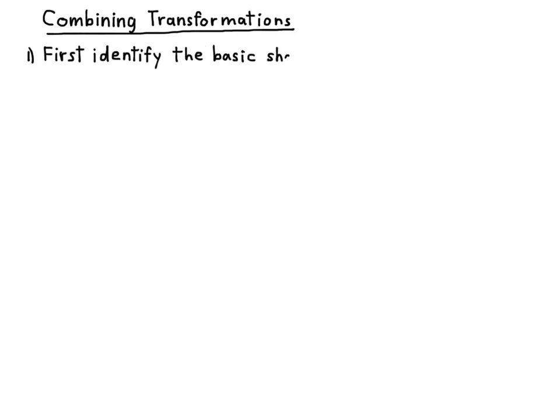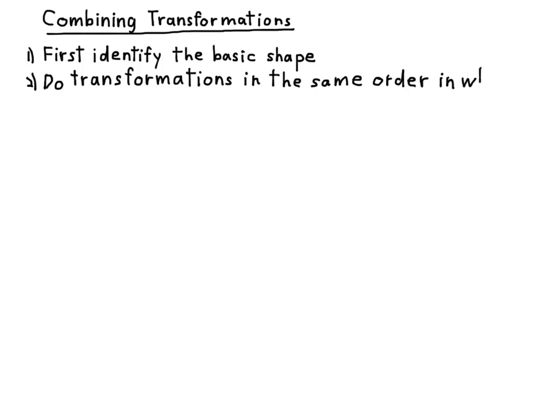So the basic steps here when you combine these transformations is first identify the basic shape and what its formula would be. So is it a square root function, a cube root function, a function like 1 over x, or an absolute value function, or a square function, or a cube function, etc. The different ones that we've seen. Do the transformations in the same order in which you would evaluate the function.